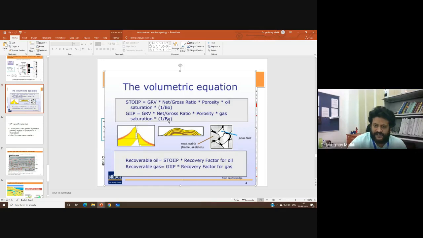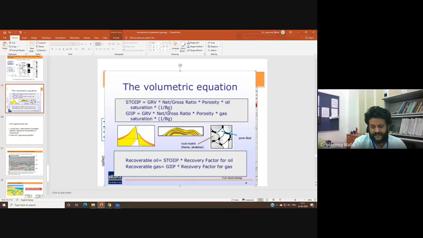Of course, the effect of the oil expansion factor is not as drastic as gas, but still oil is more compressible than water, right? So there will be some sort of expansion if we take oil out of the reservoir. So hence you should also include the oil expansion factor into your calculation. Of course, GIIP is gas initially in place, and STOIIP is stock tank oil initially in place. I hope this particular calculation is clear for you.